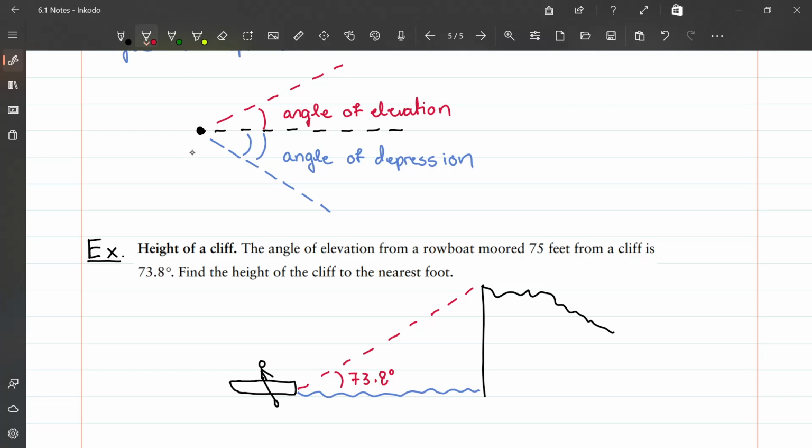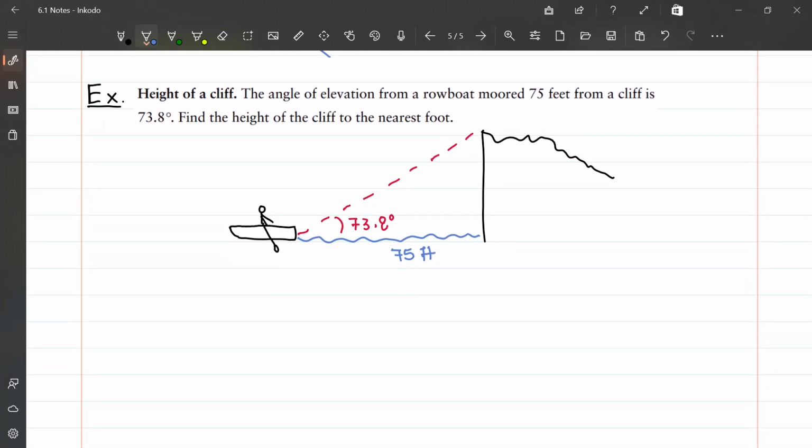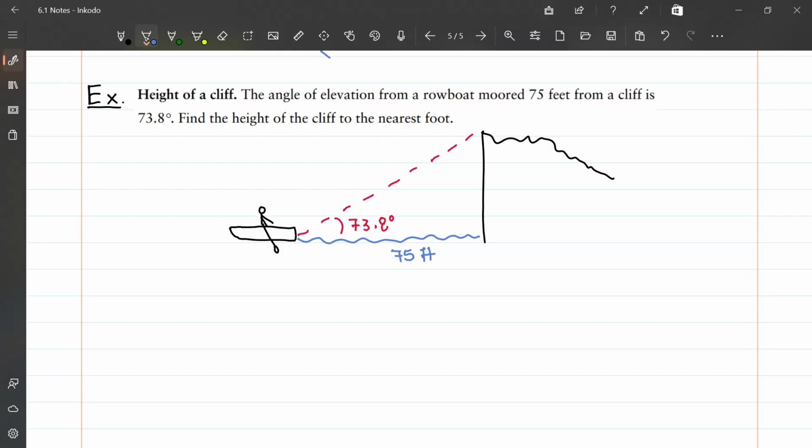I also know that if I measure the distance between the rowboat and the cliff, I find that it is a distance of 75 feet. I'll go ahead and put the units down here. So now the question is, what is the height of the cliff? Well, I'm going to go ahead and put the height of the cliff as h for height, and I'm going to note that even with this little wavy line here I've cutely made for water, what I've done is I've made a right triangle. So now I'm able to use what I know about right triangles and the given information to try and find h.